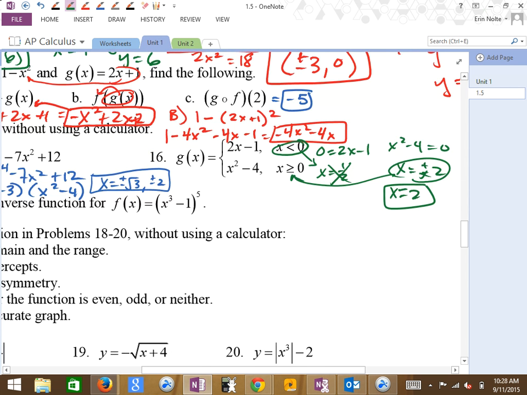C is symmetry. So what kind of symmetry do I have? If it doesn't ask you, you can put it either way, but if it does, you have to do what they ask. The domain is from negative infinity to infinity. It's symmetrical across the y-axis. We have y-axis symmetry.